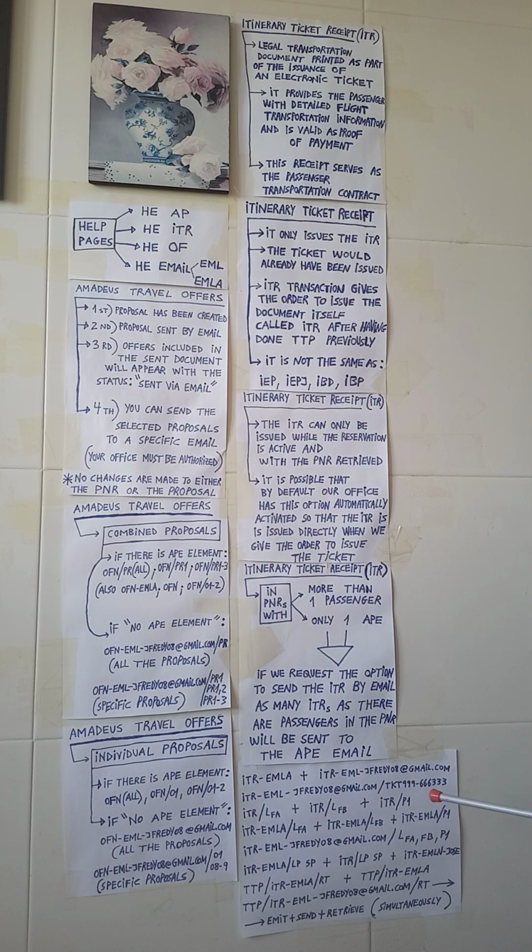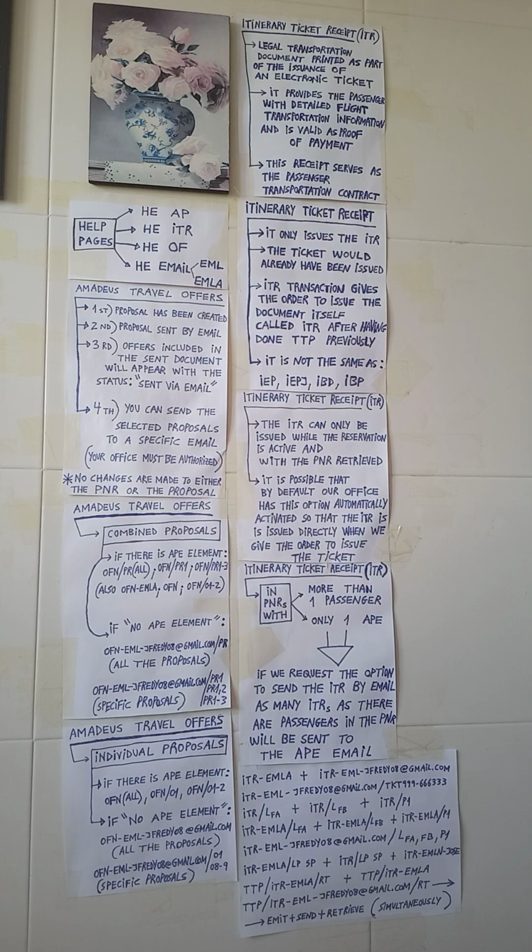The third transaction, ITR/P1, allows you to view the ITR document associated with a specific passenger in the PNR. That's why we write the letter P and the number 1 after the slash, because in this case we are interested in viewing the ITR document associated with passenger number 1 of the PNR.